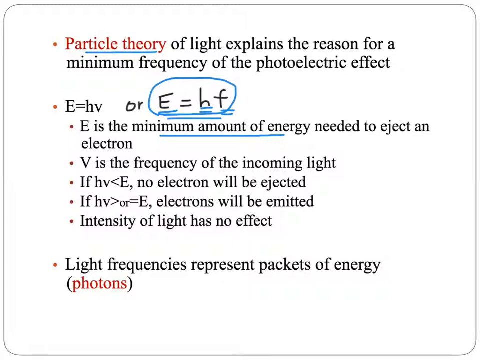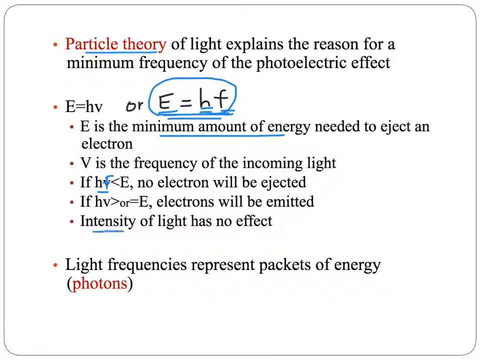So if the right side of the equation, Planck's constant times the frequency, is less than the energy required, no electron will be emitted from that metal plate. But if that combination of Planck's constant times the frequency ends up being larger than or equal to the minimum amount of energy required, electrons will be emitted.